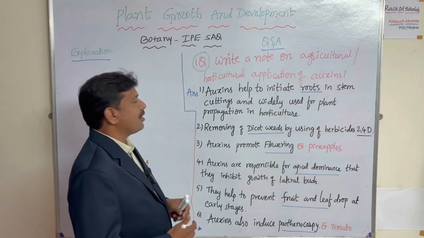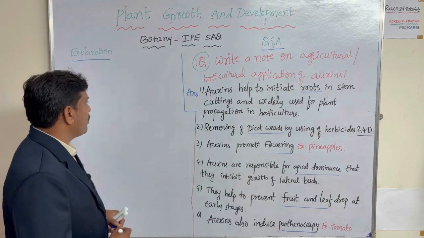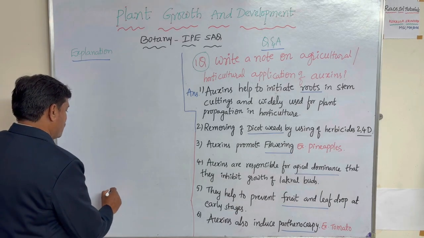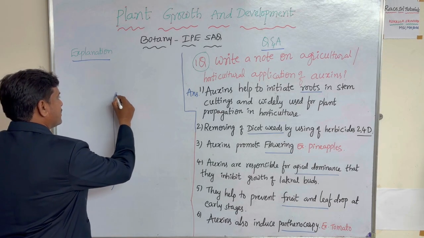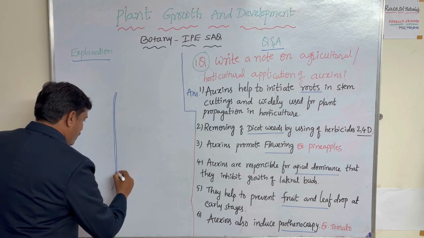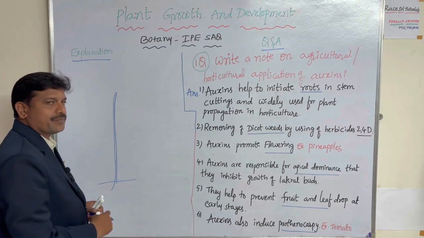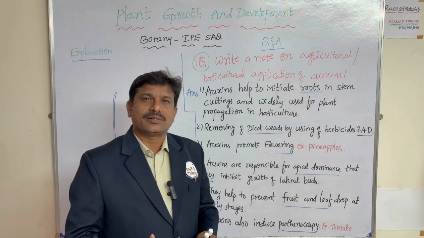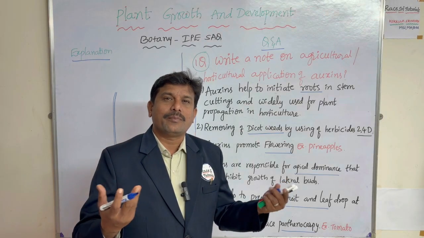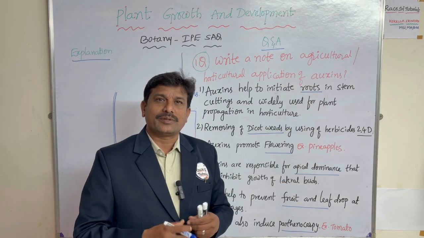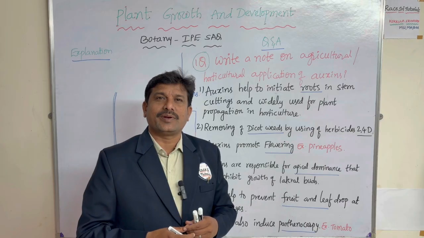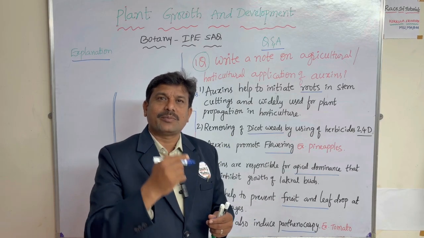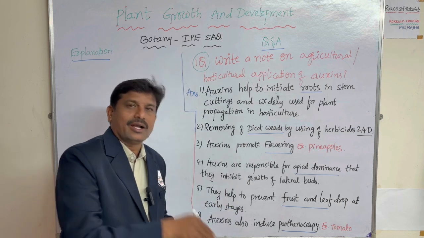So let's start the explanation. We know auxin is helpful to us in many ways. This is for understanding purposes. First, in horticulture, we need more plants for decoration and ornamental purposes. You collect any one plant from anywhere, just the stem, and cultivate it.